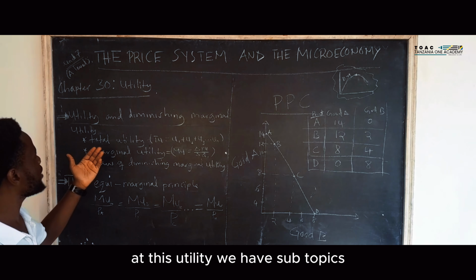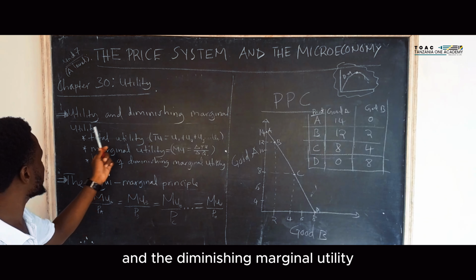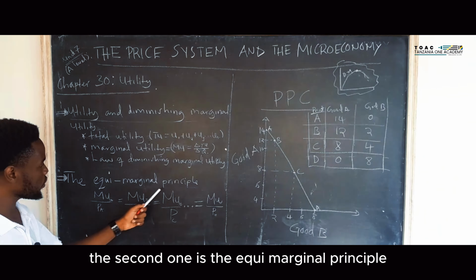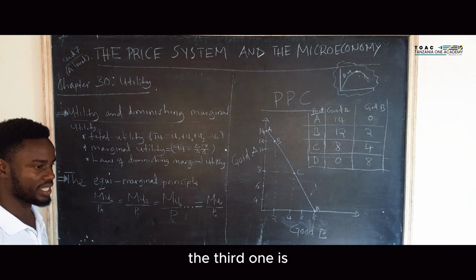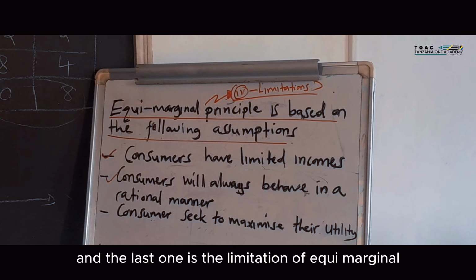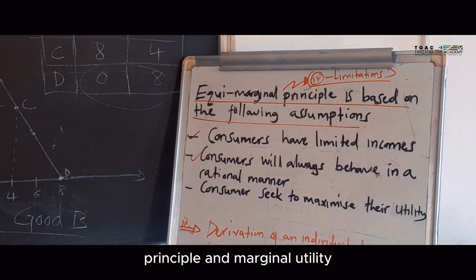In this chapter on utility, we have subtopics. The first one is utility and diminishing marginal utility. The second one is the equi marginal principle. The third one is the derivation of an individual demand curve. And the last one is the limitation of the equi marginal principle and marginal utility.